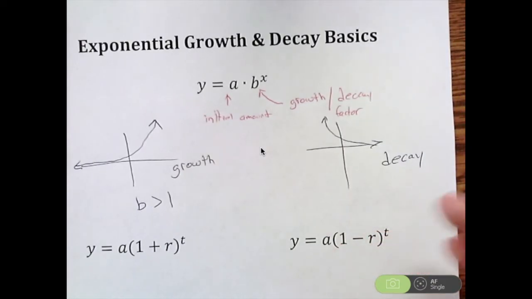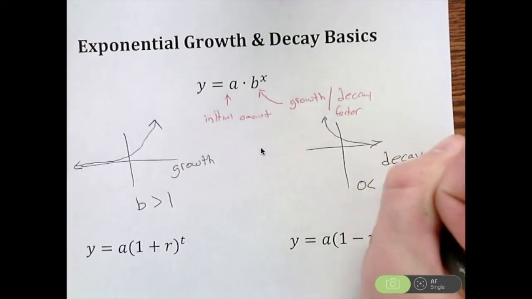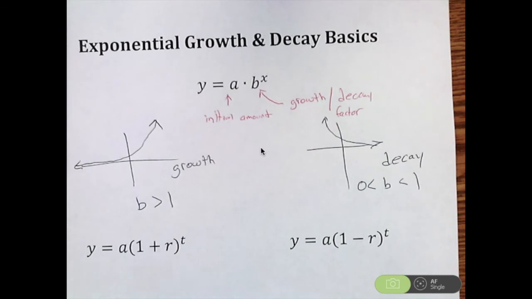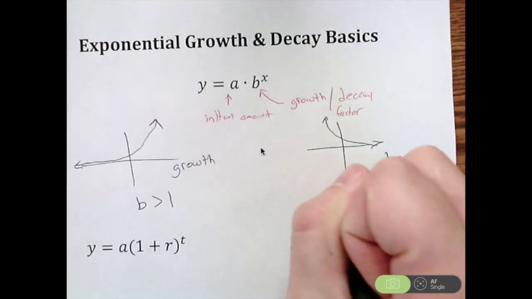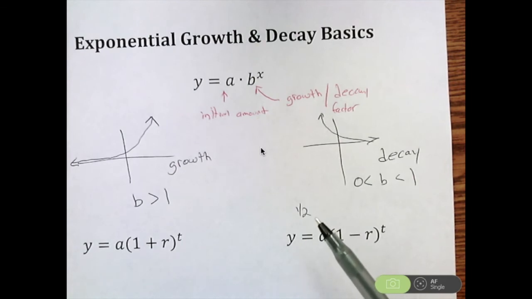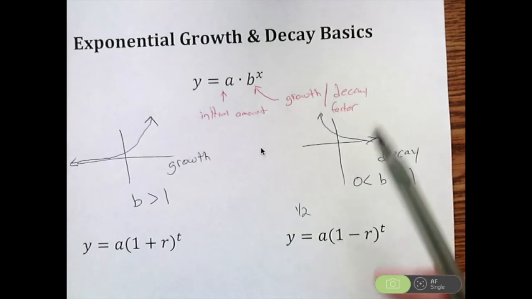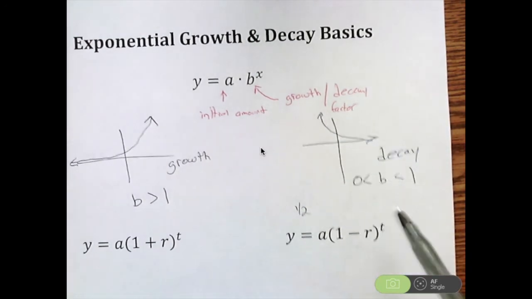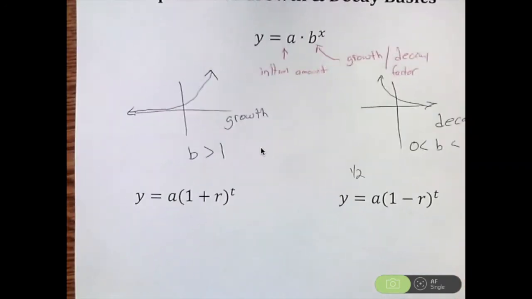We could also have decay. B on those numbers is going to be between 0 and 1. So numbers like that can be like a half. So if you take your height, multiply it by a half, so I'm 6'6", I'm now 3'3". So I've gotten a lot smaller, I decayed my height. So that's one way of looking at growth and decay.